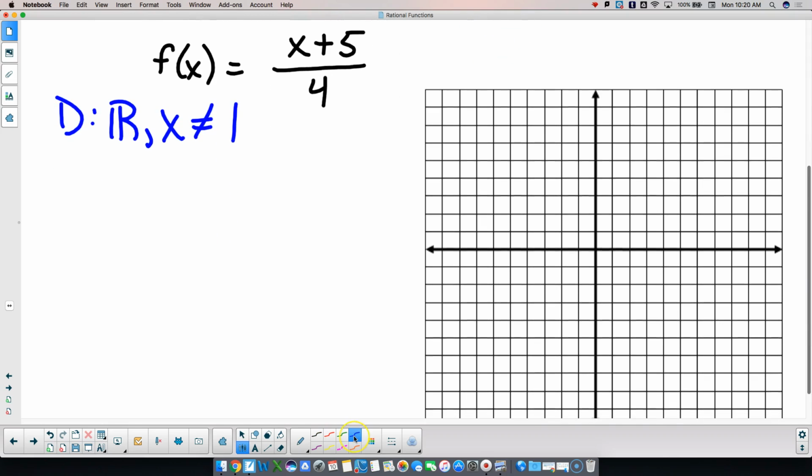What's the vertical asymptote of my new function? Nothing. None. There isn't one. 4 can't equal 0. Four does not equal 0. So there is no vertical asymptote. Step 2.